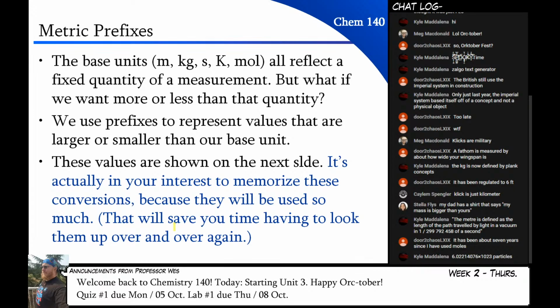Now, because this is an online class, you can refer to your notes whenever you want to. It's actually in your interest to memorize these, but you obviously don't have to. Whenever it's time to go back to the classroom, though, and you start taking exams and assessments in class, your instructor will expect that you have memorized these prefixes and are able to convert from one to another.